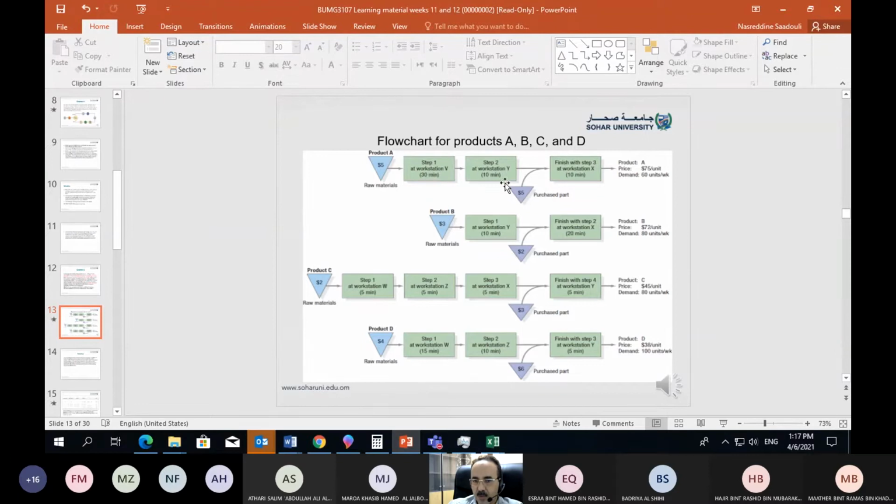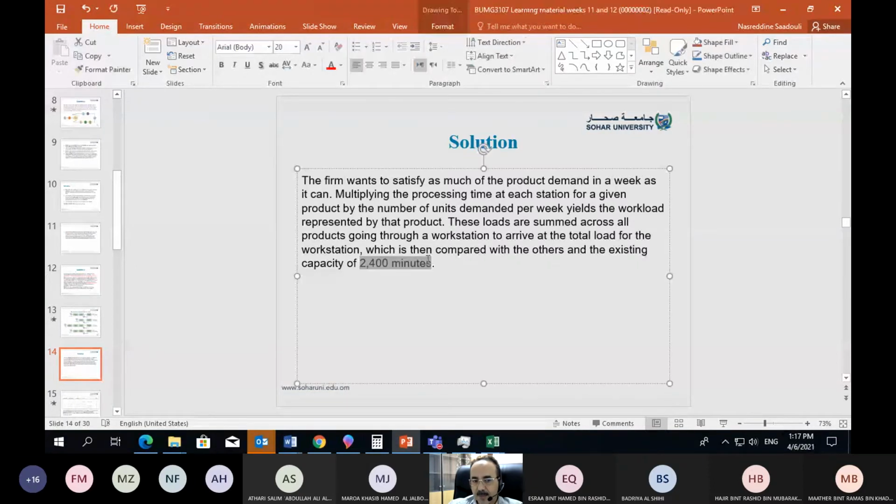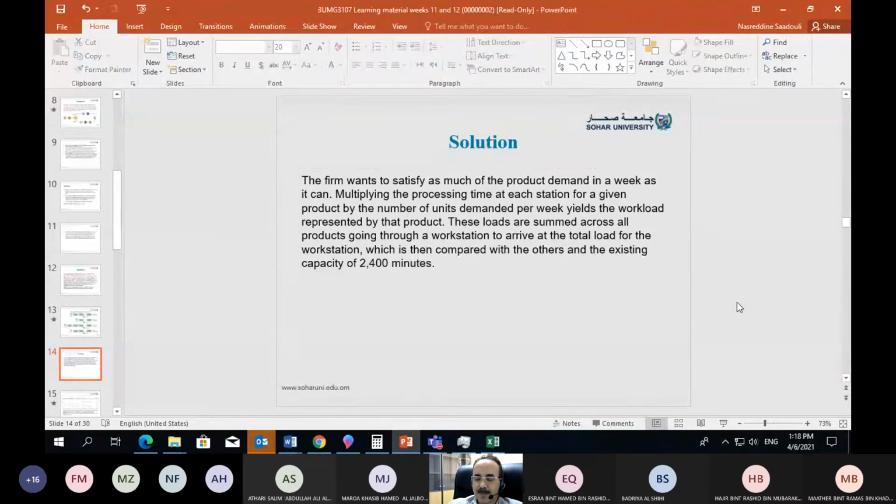Do the same thing for instance, Y. 60 times 10, I will need 600 minutes of workstation Y, but this is only for product A. It's also used for B. For how many? 80 times 10, 800 minutes, and so on and so forth. We need to find the loads, which is the amount of time needed for each workstation during the entire week, and then compare it to the others and also to the existing capacity of 2,400 minutes. Okay, this is the original idea.